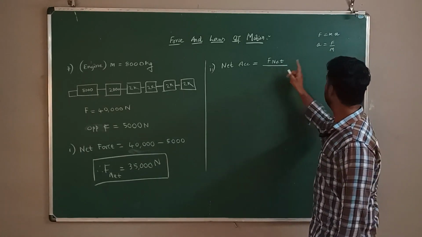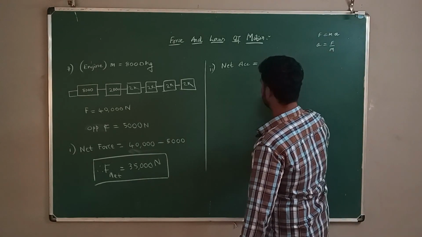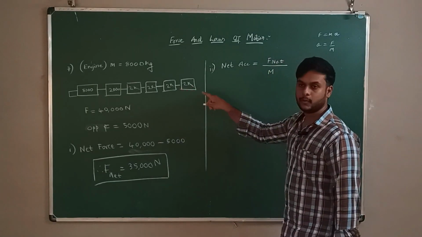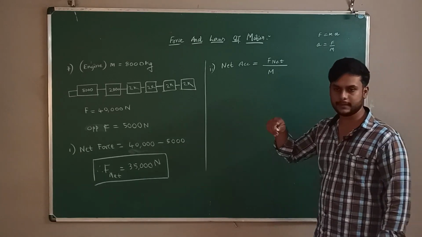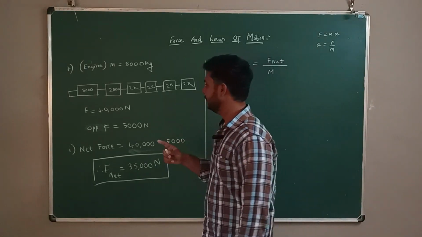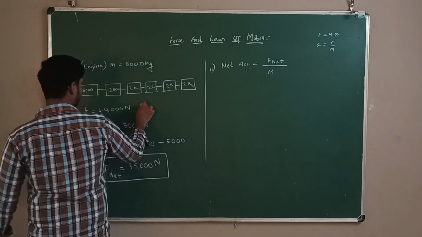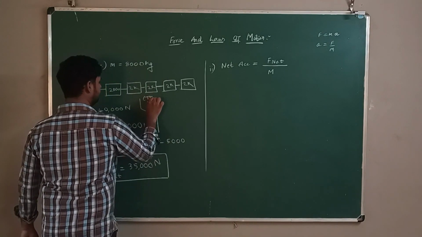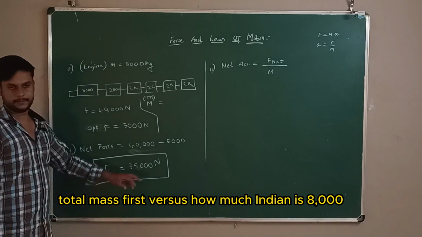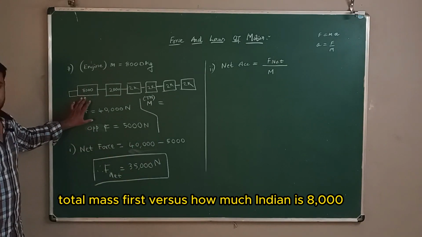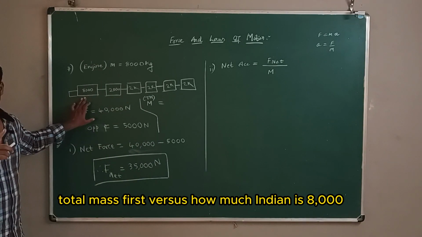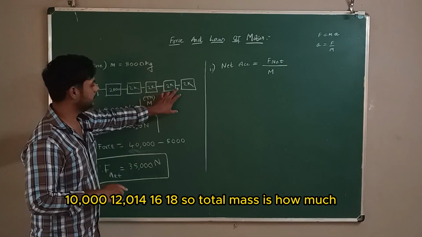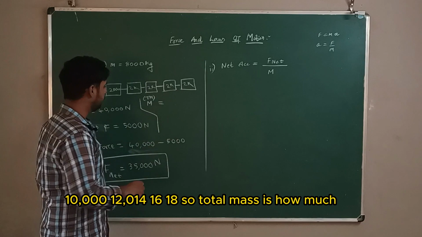F means F net. M represents total mass. Now let's calculate the total mass. Total mass: first the engine is 8,000, then 10,000, 12,000, 14,000, 16,000, 18,000. So the total mass is how much?